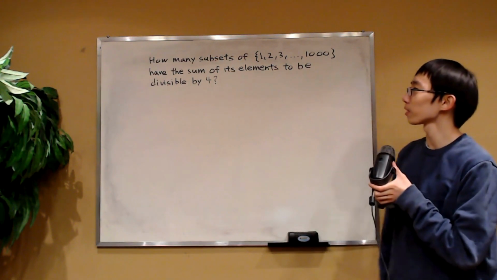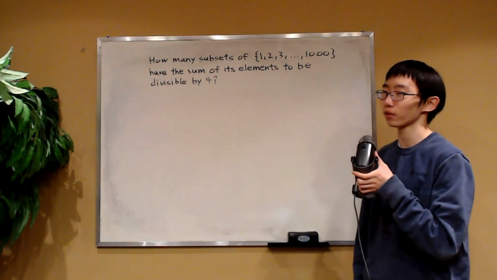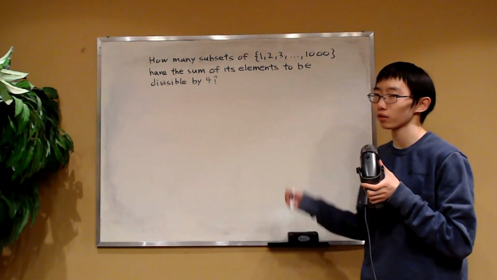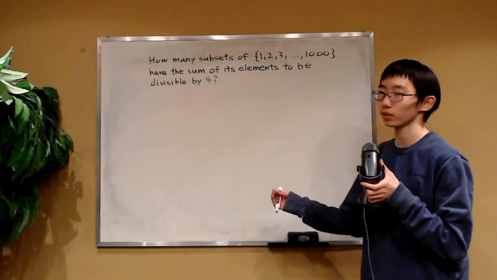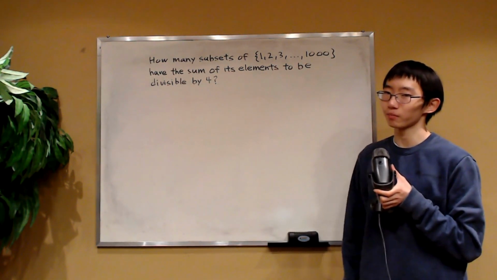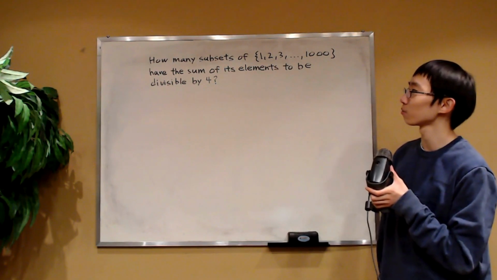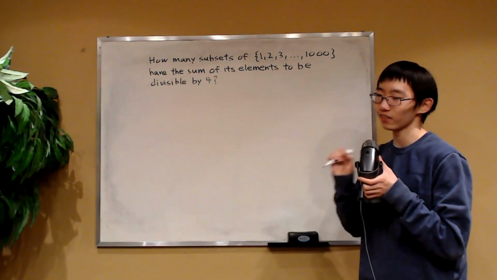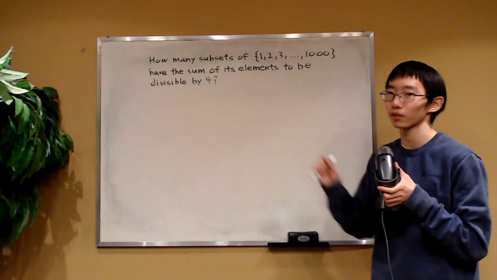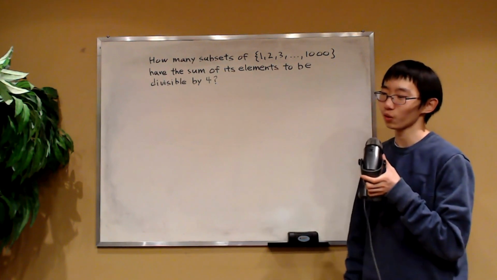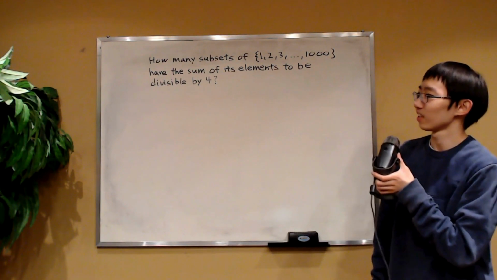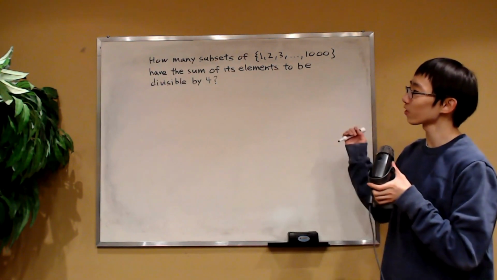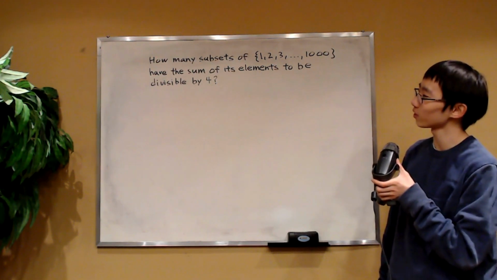We might start by considering casework on the number of elements in the subset. So maybe we can consider the case when there are 0 elements, 1 element, 2 elements, and so on. But that can be pretty challenging because we have 1001 cases to consider in that case. Every single length from 0 to 1000 is possible. So, not going to be easy. Okay, so if that's not going to work, then what can we do?